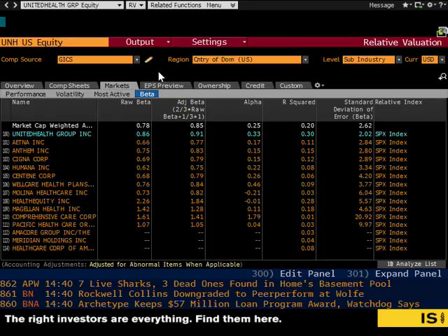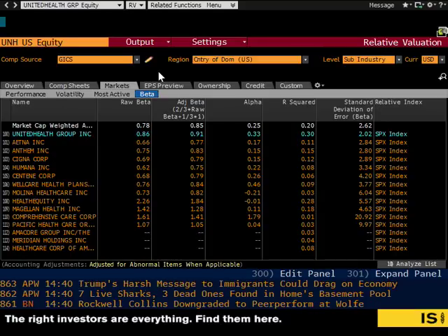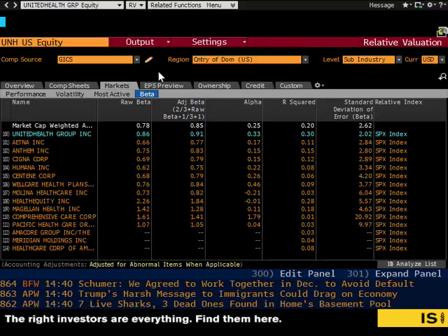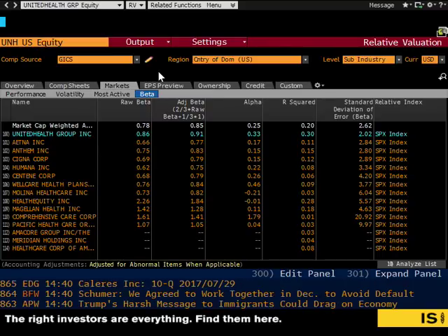Given the data we see on the screen, is United Health Group sensitive to the economy? Yeah. That's right. It is sensitive. It's 0.86, but it's 86% as sensitive as the average company.